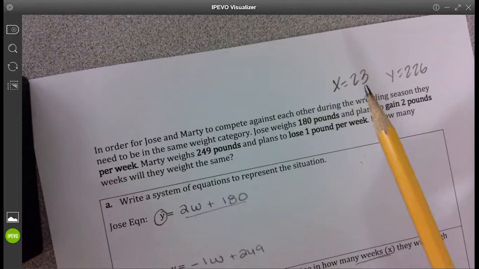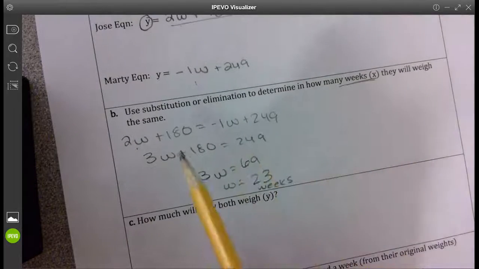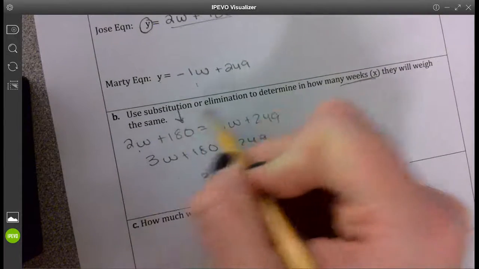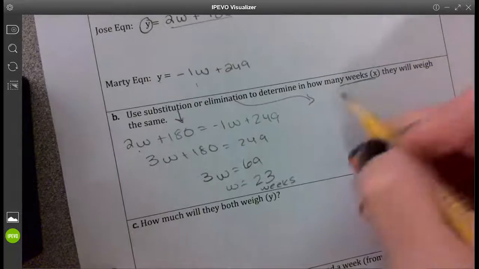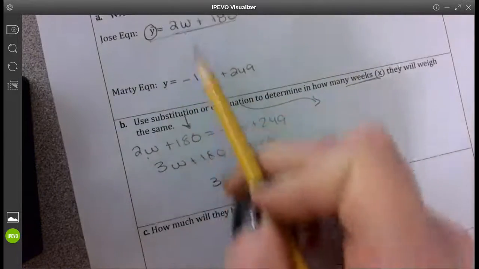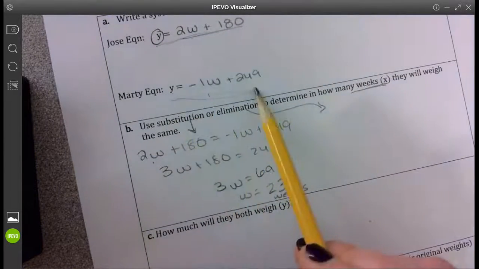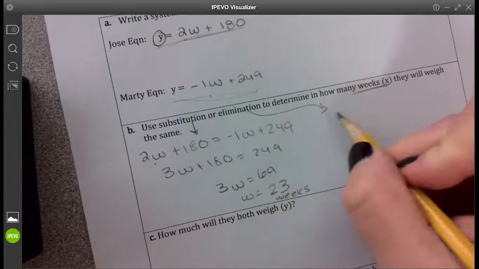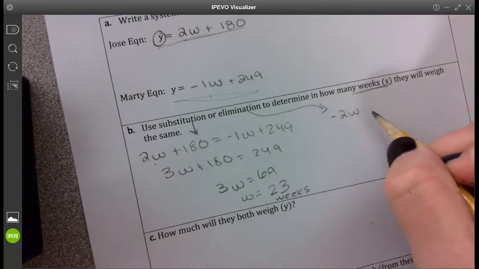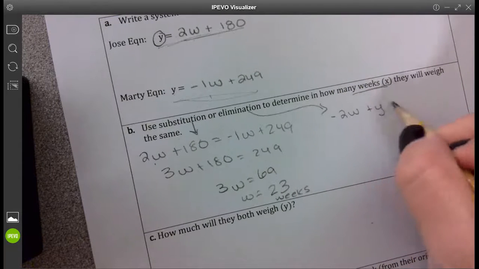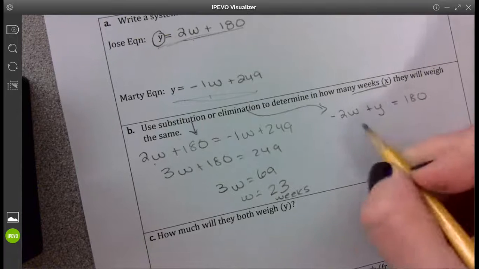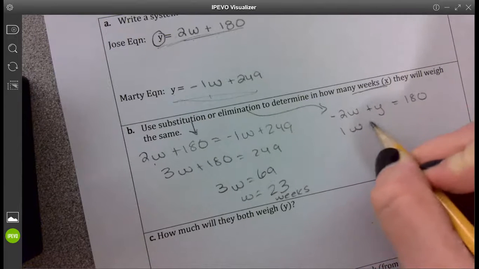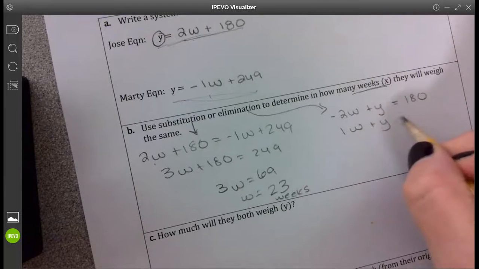So after 23 weeks, they'll weigh the same. Yeah, x is 23, that's what we saw. But that was the substitution method. Elimination method is when you put them in the same order. We could technically do it here because they're in the same order, but elimination method is when you have one variable, the next variable equaling a constant. So pretty much standard form. In standard form, we wouldn't have a negative.